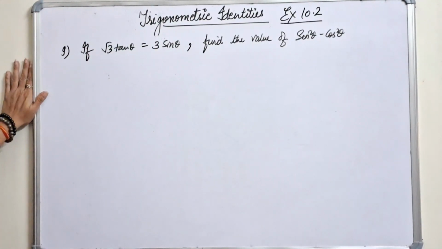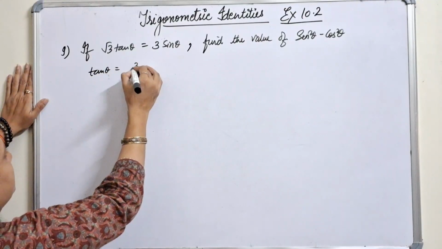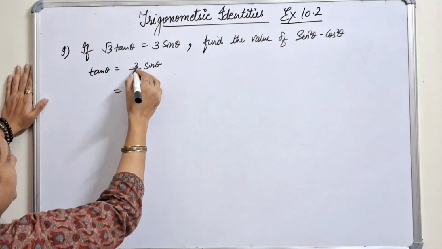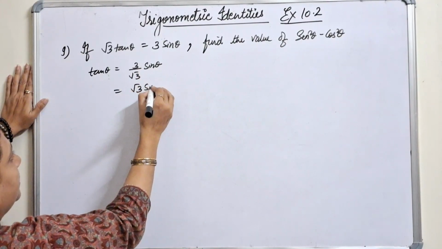See what the expression is given. Root 3 tan theta is equal to 3 sin theta. So tan theta can be written as 3 upon root 3 sin theta. So here 3 can be written as root 3 into root 3. So this will be left.